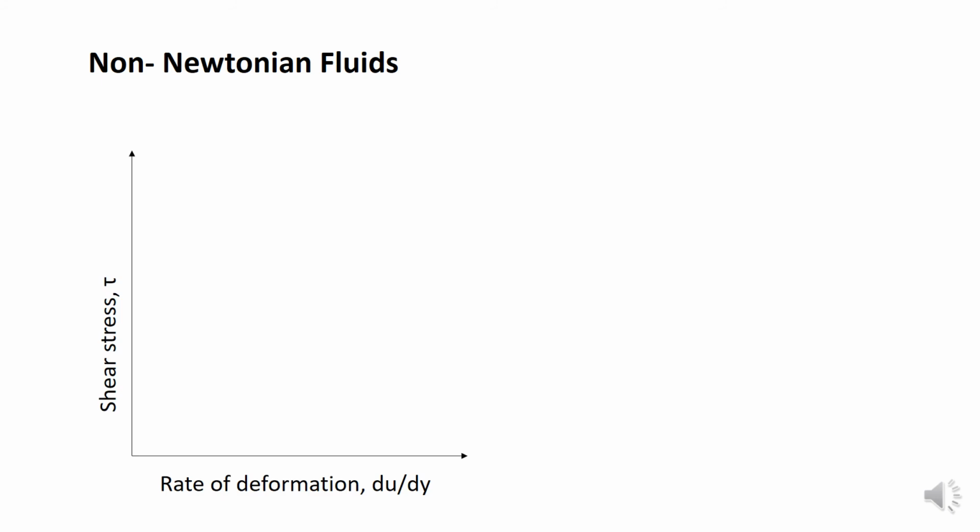Such fluids which do not obey Newton's law of viscosity are called non-Newtonian fluids. That means if you take a shear stress to rate of shear strain graph, for a Newtonian fluid it will be linear in nature, which we have learned in the previous phase. Now we will go through different cases of a non-Newtonian fluid.